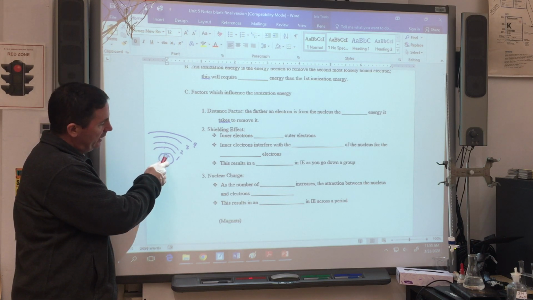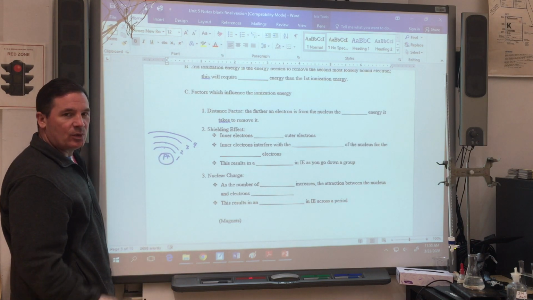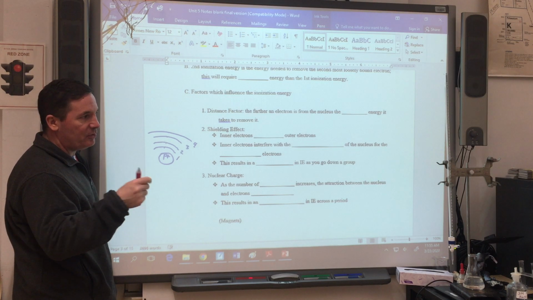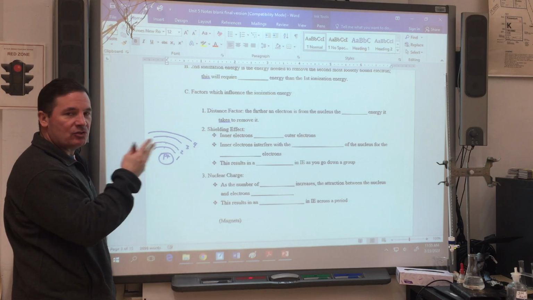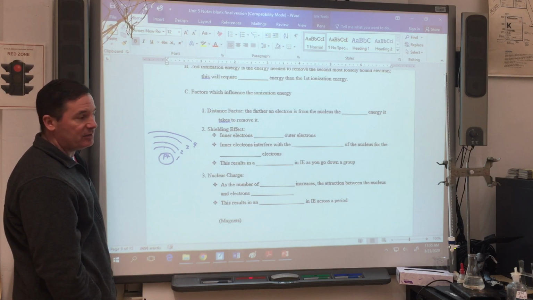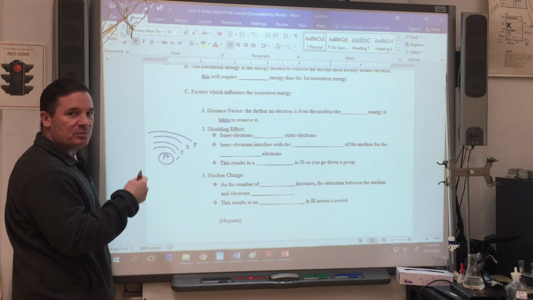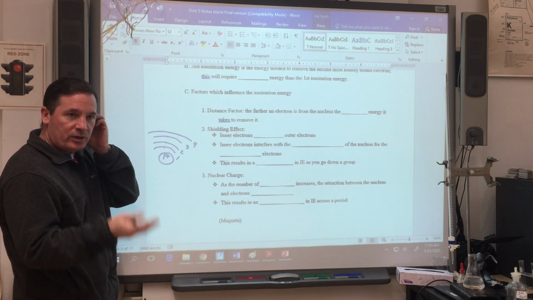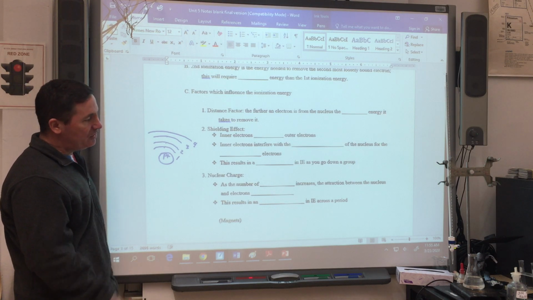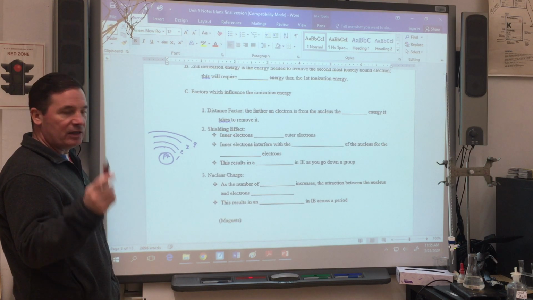So, electronegativity and ionization will always go hand in hand. How much energy it takes to pull an electron off, and what the attraction is for another atom's electrons, electronegativity. Those things will always be the same. As one goes up, the other one goes up. So if ionization energy is high, electronegativity is going to be high as well, and vice versa.